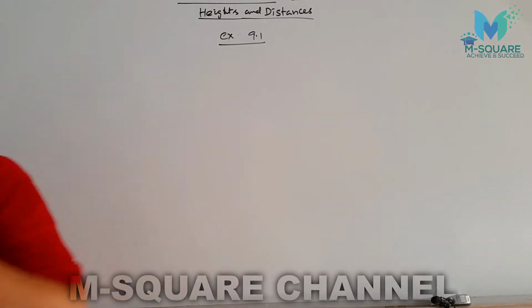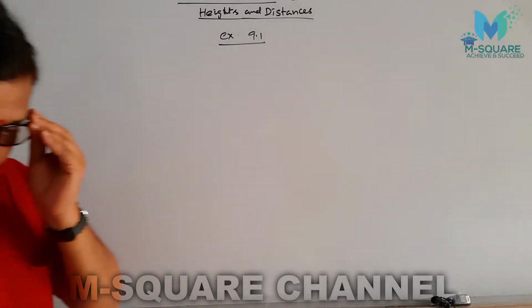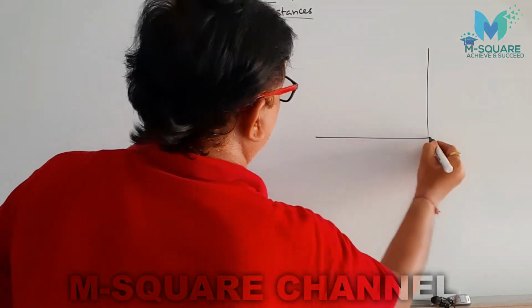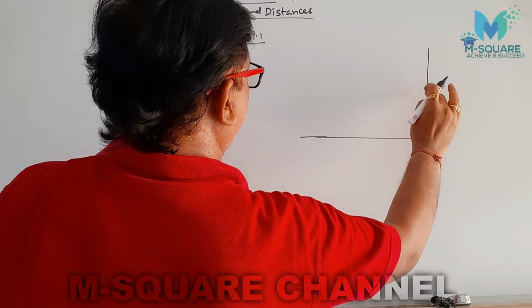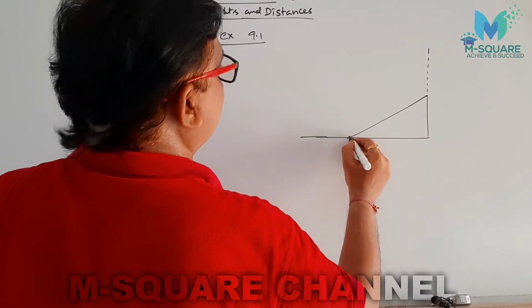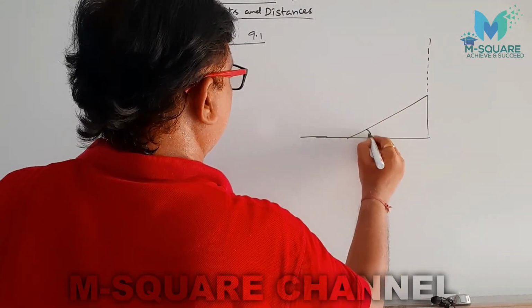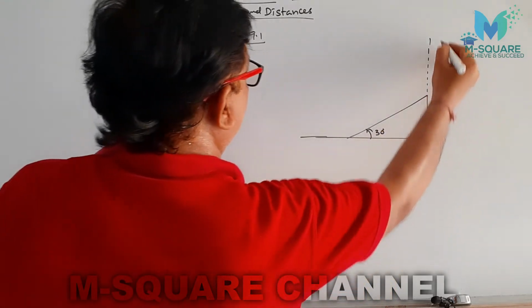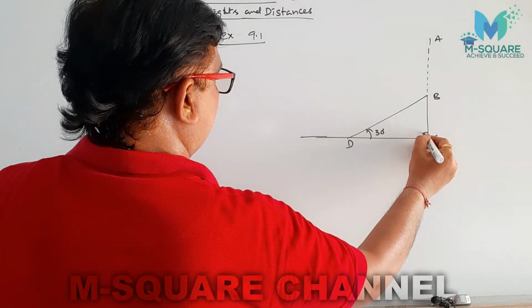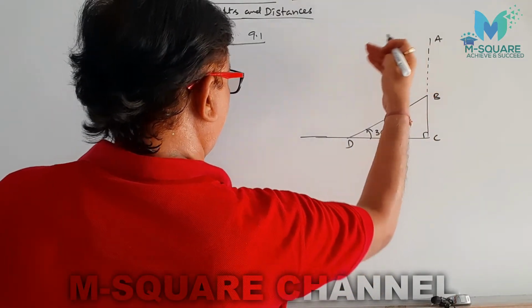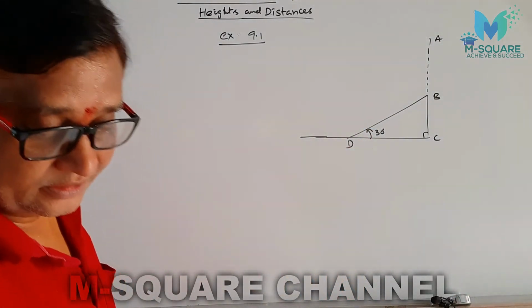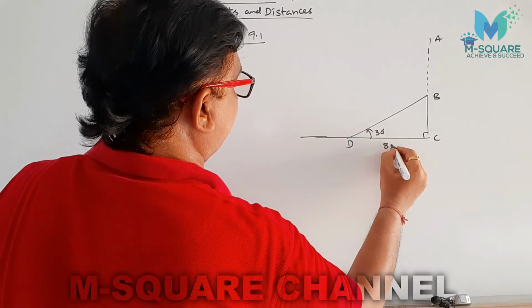So here one tree is there, and that broken part touches the ground at 30 degrees. Let it be A, B, C and D. Now, after the storm, the tree broke down and fell to the ground like this and touches the ground. The angle made is 30 degrees. The distance CD is 8 meters.